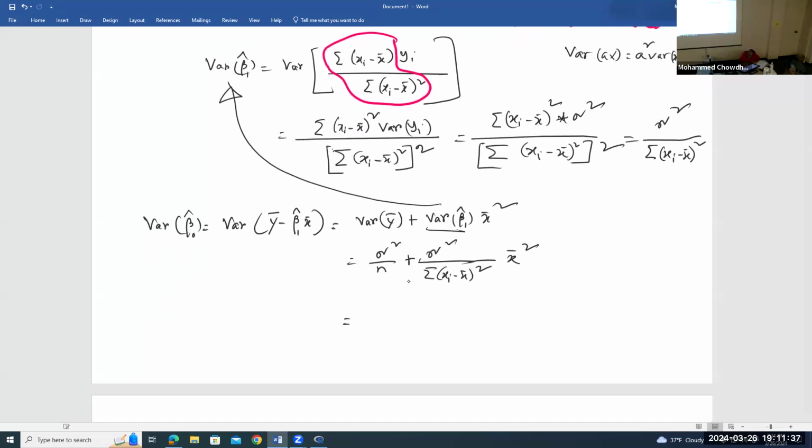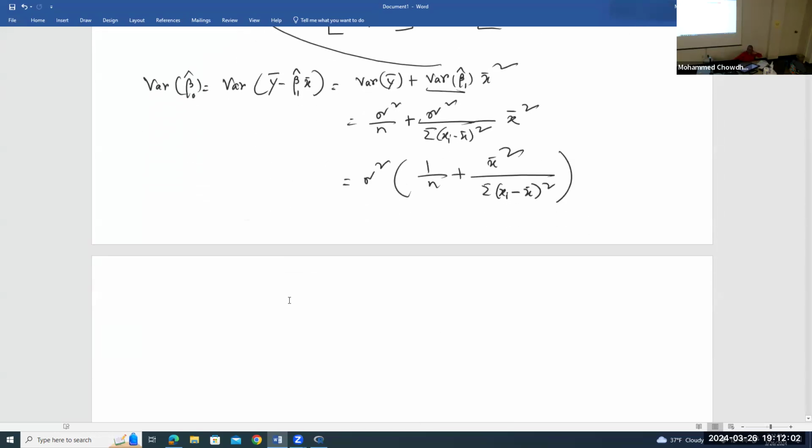And then from there, if you take this out, you get sigma square times one over n plus x bar square over the sum of xi minus x bar square. That is the variance of beta 0.